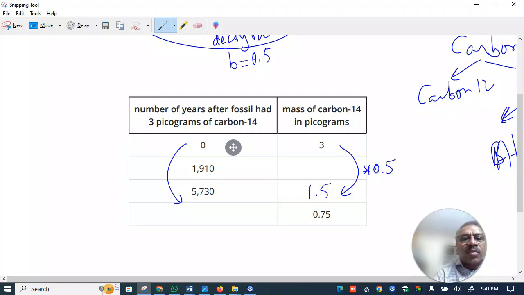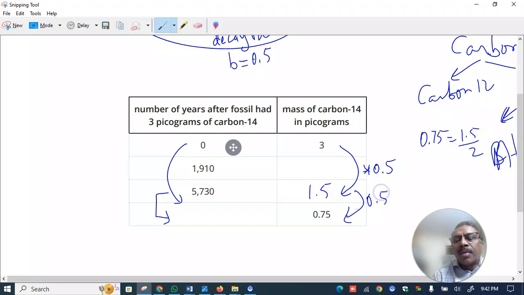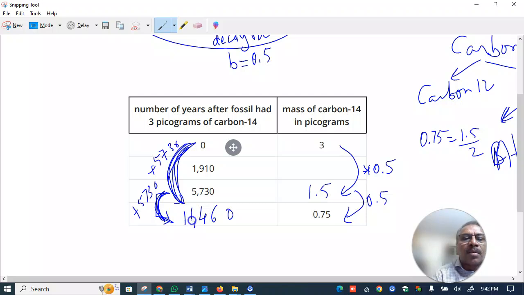Now we can also see from here to here how many years passed, but by just looking at 1.5, how did we get 0.75? It's because 1.5 divided by 2 means you are multiplying by 0.5. So from here to here it takes 5,730 years, and from here to here it's plus 5730, then plus 5730. If you add, you get 11,460. So that's how you get the answer.